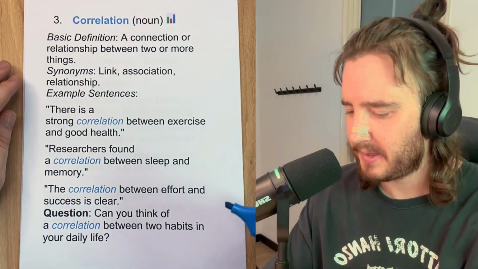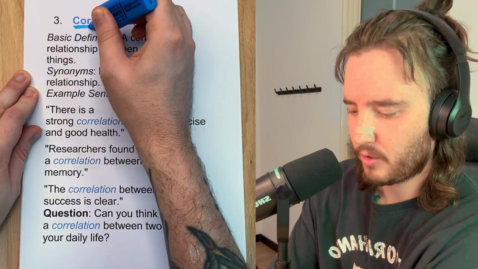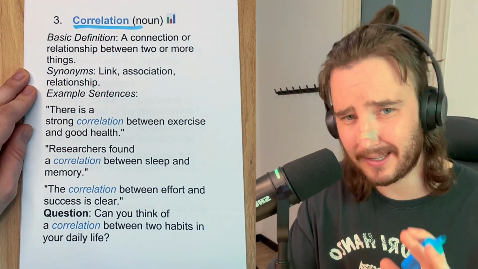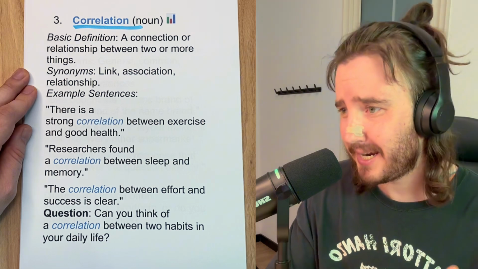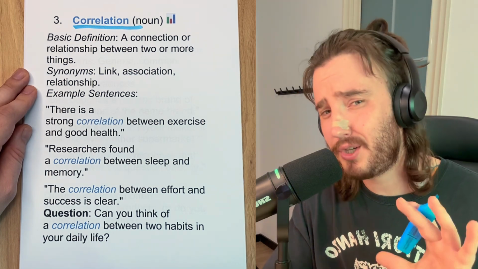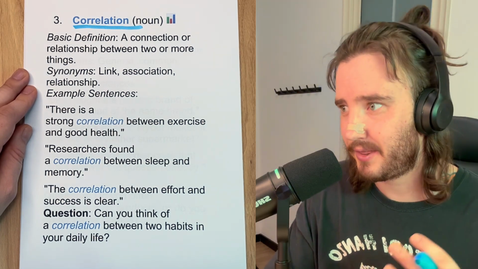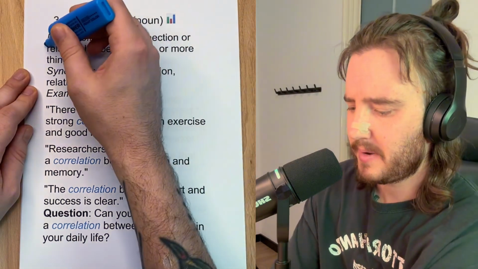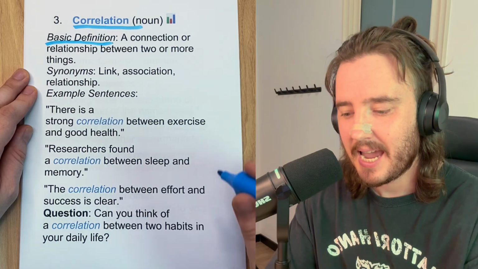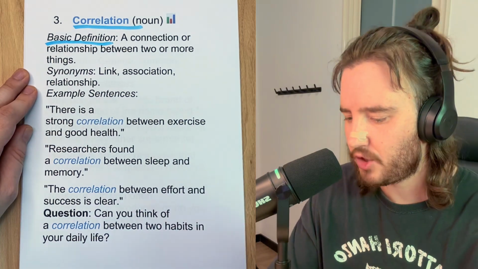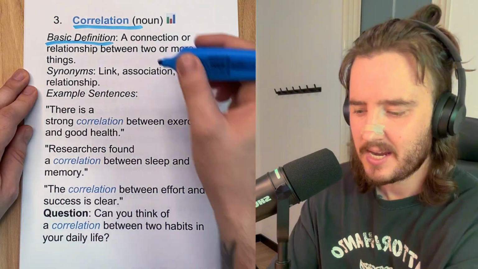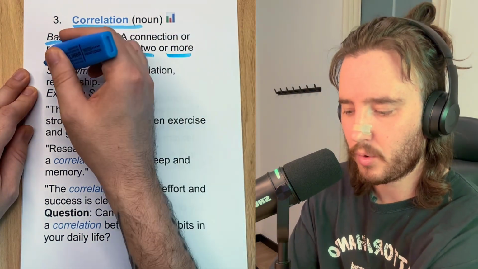Moving right along with number 3, up next we have correlation. Correlation. I love this word, a very impressive word. If you could use this word, I think people would be very impressed. Here's basically what it means: a connection or relationship between two or more things.